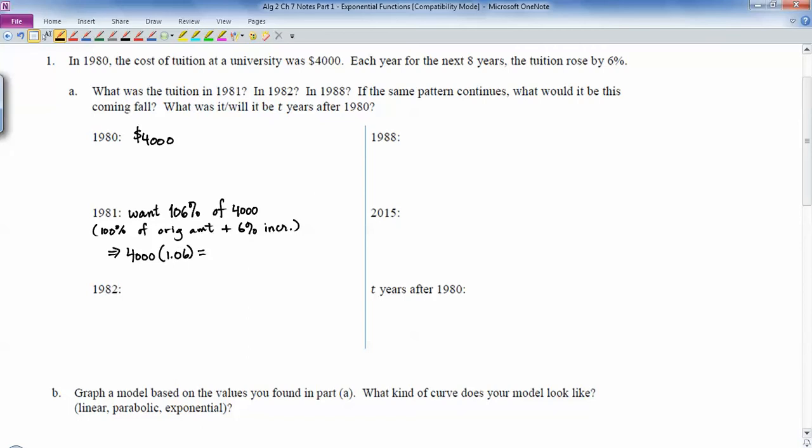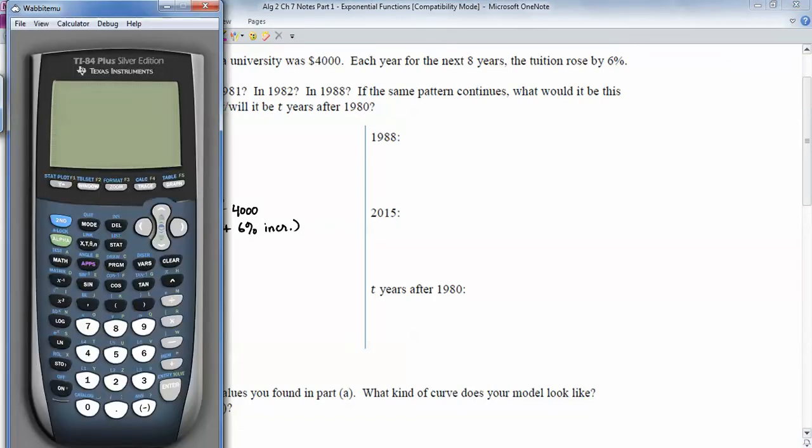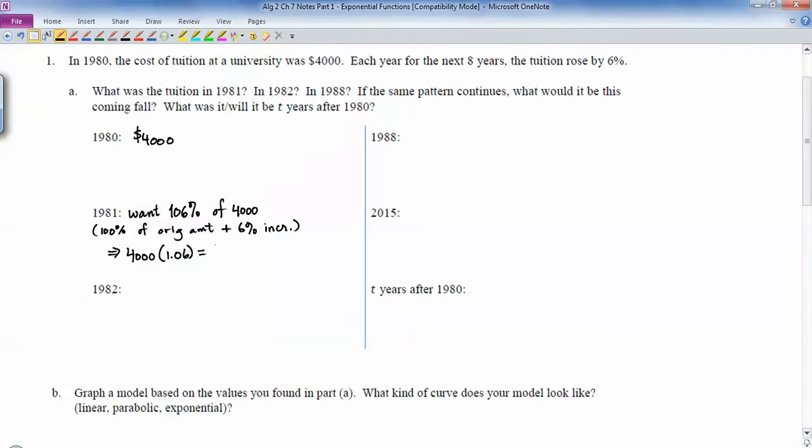And then I got a calculator here somewhere. Let's see. Oh, come on, turn on. There we go. 4,000 times 1.06, enter, 4240. So that's how much tuition cost in 1981. So it went up a couple $100, $240.